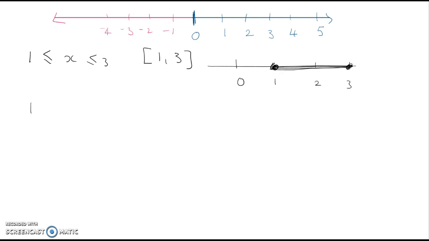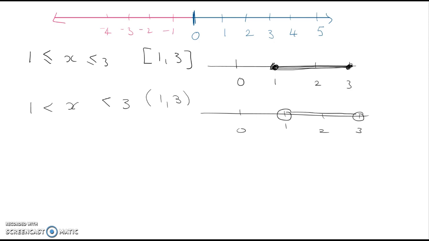If we had not including 1, but not including 3, then we would use round brackets, and we wouldn't colour in. We just use an open circle to do that.